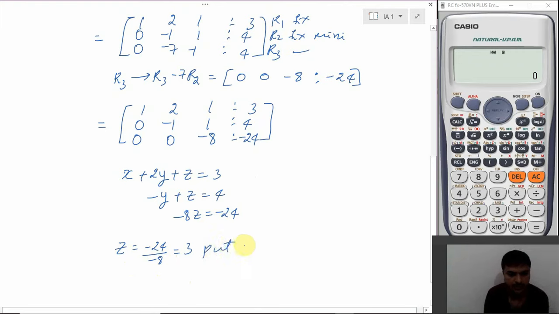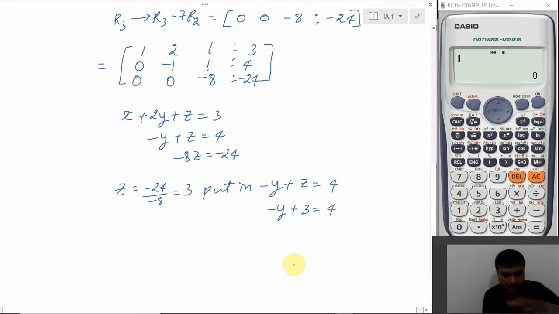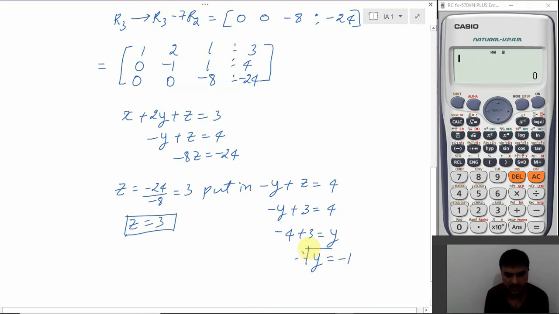Okay, put it in the previous equation: minus y plus z is equal to 4. Just put z is equal to 3. So minus y plus 3 is equal to 4. Bring 3 to this side, or I will take y, because the minus is there, to that side. So this becomes minus 4 plus 3 is equal to plus y. I wanted to make y plus, so therefore y is equal to minus 1. So there's the answer we are getting here, students. Easily you can solve it in less than 5 minutes.